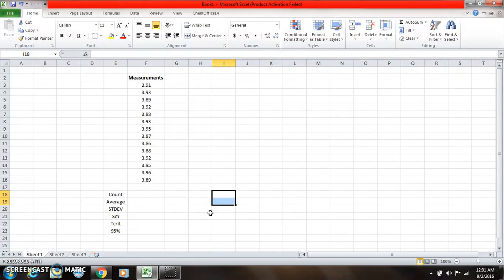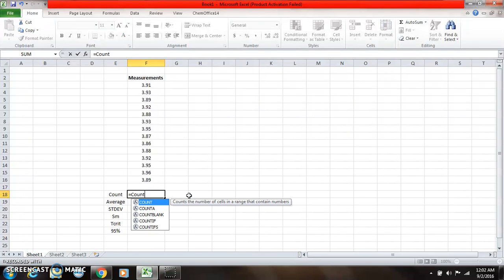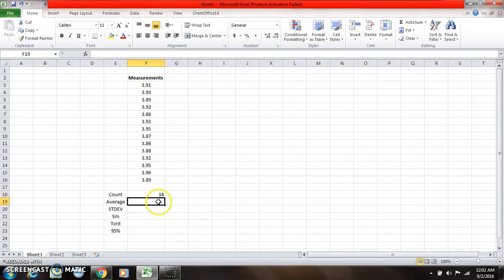So for this case, I have a grouping of measurements, and this could be measurements of a mass, of a length, whatever. Doesn't really matter. One of the first useful things is to know the count of the measurements, and there's no use in counting actual cells in Excel. So we could just use the count function, which is literally just count and then highlight your measurements. So I have 14 measurements here.